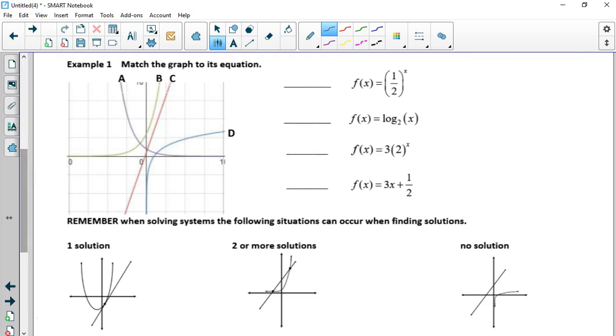So, A, let's find A. A is right here. That is exponential decay. Okay, not exponential growth, this is decay right here. So, knowing that it's decay, that means we're looking for an exponential where x is in the exponent spot. And since it's less than 1, that is decay.